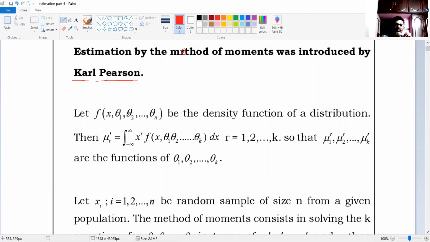Now this is the procedure. Let f(x, theta 1, theta 2, ..., theta k) be the probability density function of a distribution. The formula is mu r dash equals integral from minus infinity to plus infinity of x power r into f(x) dx, where r is equal to 1 to k. So mu 1 dash, mu 2 dash, ..., mu k dash are functions of theta 1, theta 2, ..., theta k.